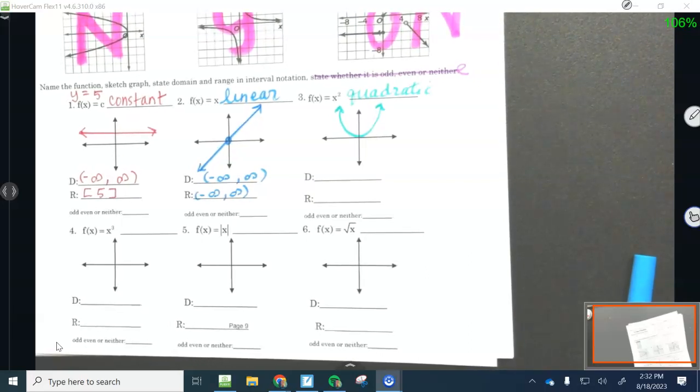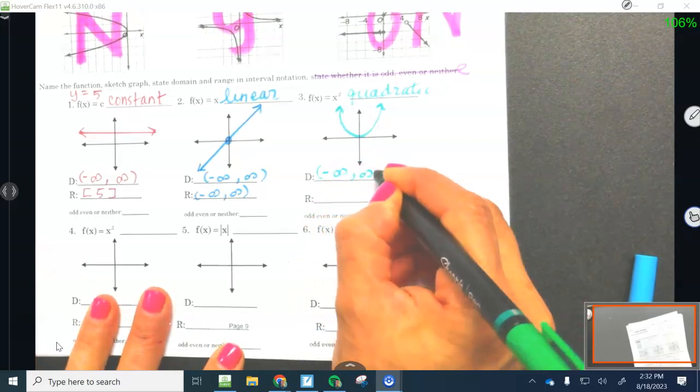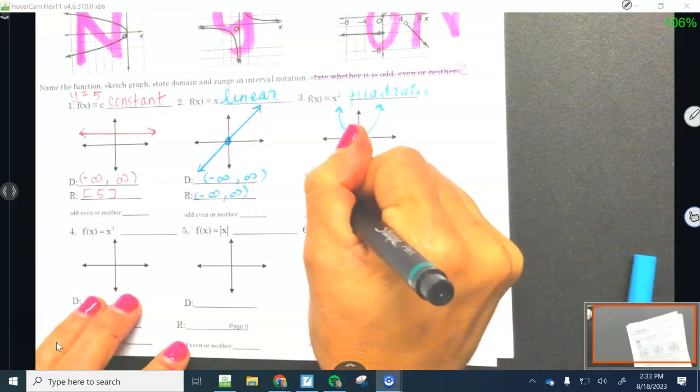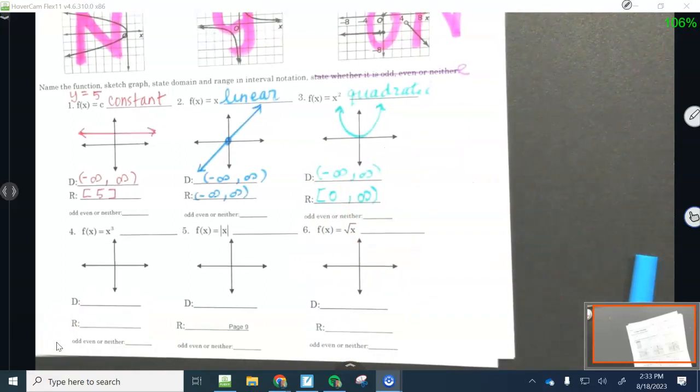It goes up forever, so I drew an arrow on each side. 2 arrows, 2 infinity symbols. So this is negative to positive infinity. But the range is not the same for that. What is the range? 0 forever, right? And don't forget there's a bracket here. Okay, so there's our quadratic.